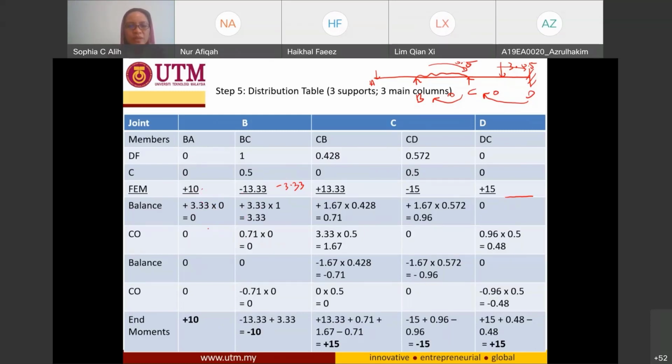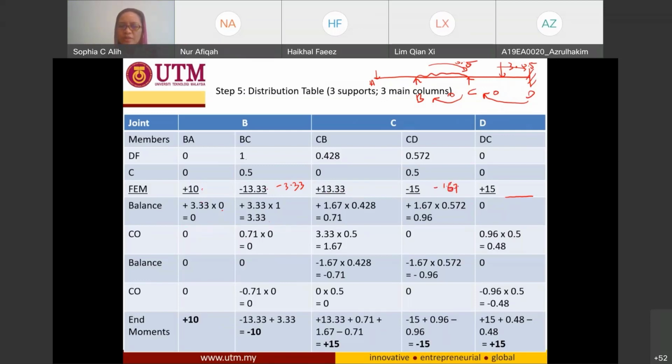The distribution factor for BA is 0, so I multiply it by 0. The distribution factor for BC is 1, so I multiply it by 1. In other words, this one is going to be 0, and this one is going to be 3.33. So I stop for joint B and go to joint C. For joint C, I have positive 13.33 and negative 15. The difference between these two is negative 1.67.